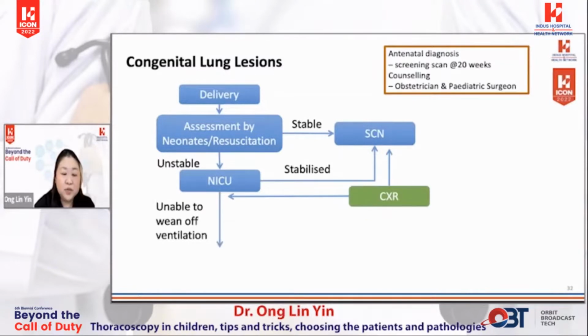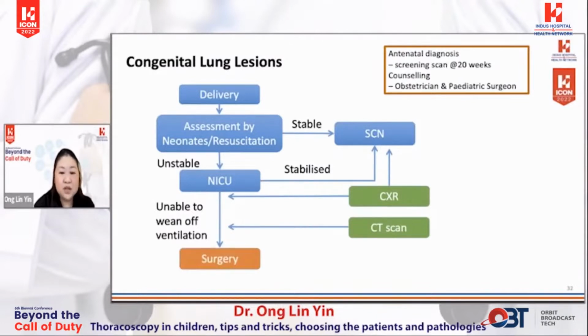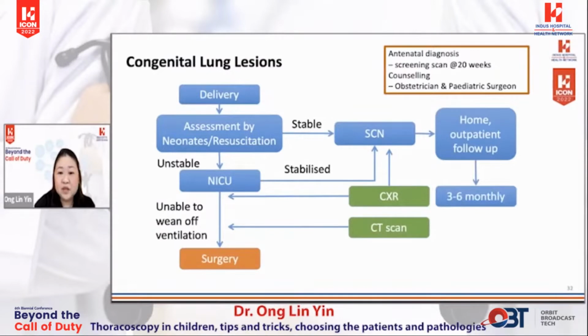However, if there are problems with ventilation and we are unable to wean the baby off ventilation, then a CT scan is done early within the first 1 or 2 days, and then we may consider early surgery. For the special care nursery baby, if all is well, the baby goes home and is on outpatient follow-up, and this is done 3 to 6 monthly with an X-ray.